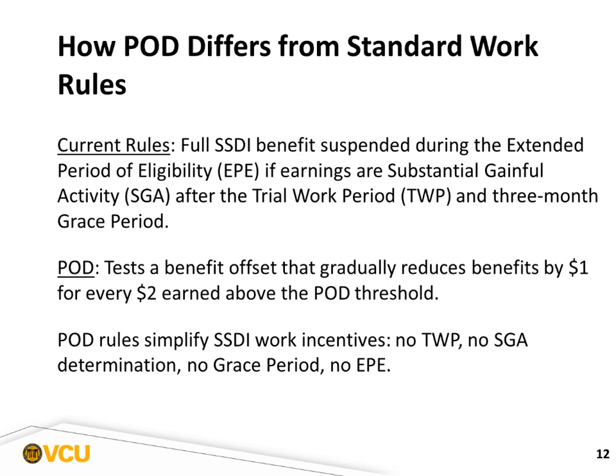Remember that earlier in the training, we explained that the POD threshold is equal to the current year TWP level, which is $940 in 2021. One of the important things to understand about POD, and one of the really exciting things about this demonstration, is that it greatly simplifies the SSDI work incentives. So when you're in POD, you don't even have to think about the trial work period. That whole process of going through the SGA determination and all of the work incentives that are applied when Social Security is looking to see if work represents SGA.